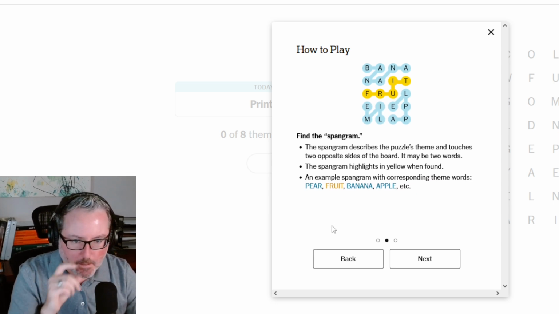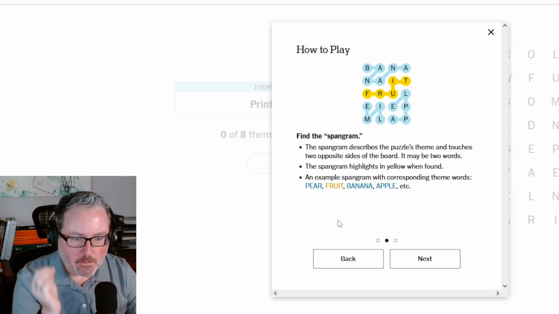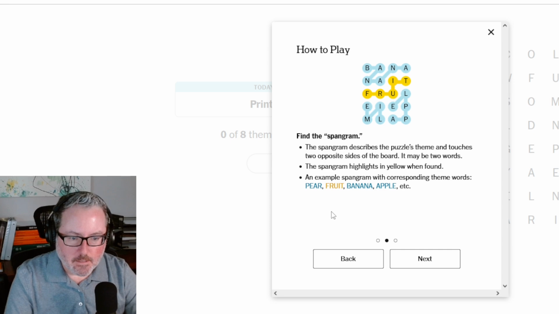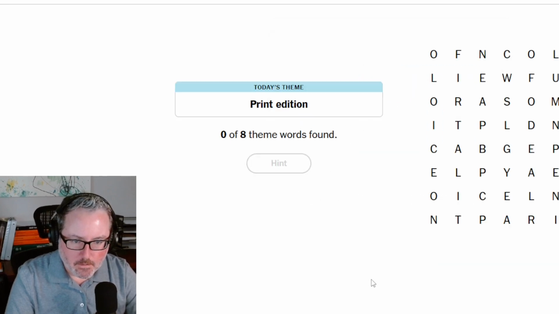Spangram is what they call it. The spangram describes the puzzle's theme. It touches two opposite sides of the board. It may be two words. So that's how you have to figure it out. Let's get through this. We're good to go. So this one is print edition.